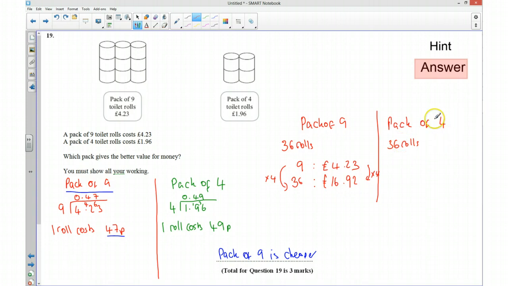And then similarly over here, if I've got a pack of 4 and I want to know what 36 rolls are, I need to buy 9 packs of 4, so I need to do, well, 4 rolls are going to cost £1.96. So 36 rolls, that's going to be 9 packs of 4. I want to do 9 times £1.96, and again I'm not going to go through the full working of this. That works out to be £17.64.